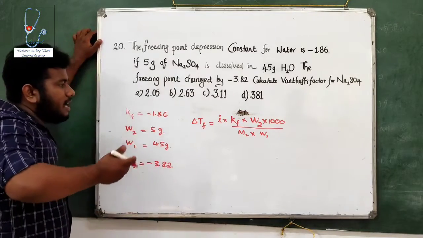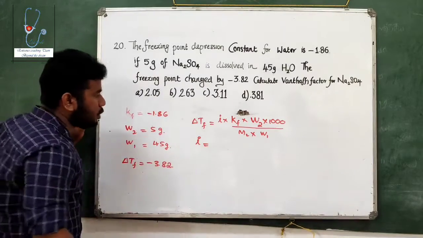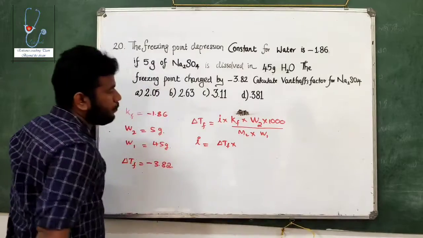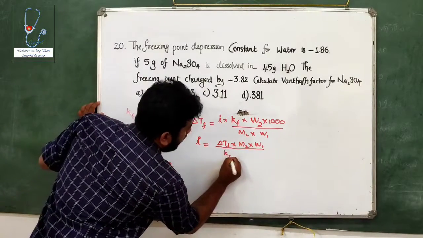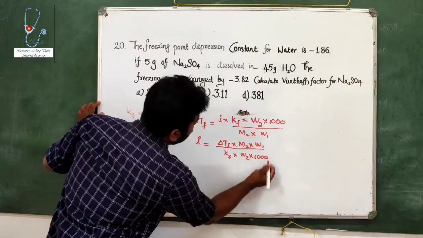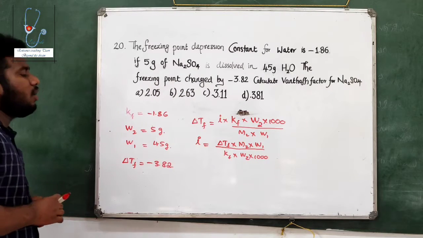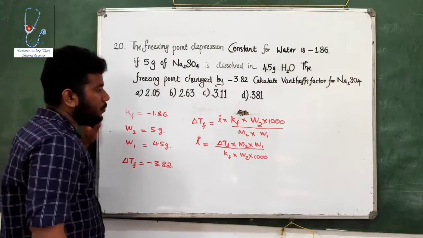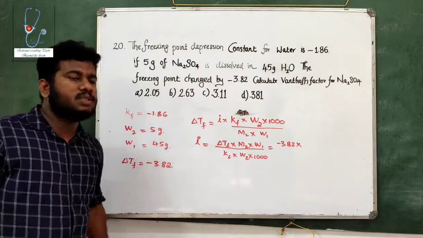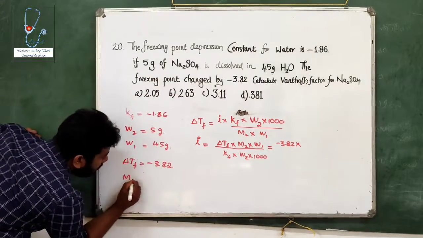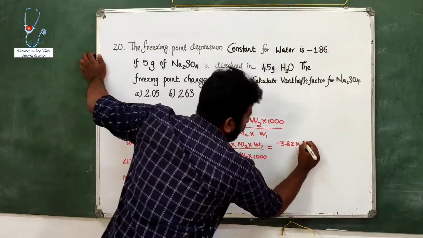Then we just rearrange this equation. We want to calculate the Van't Hoff factor i. So i is equal to delta TF into M2 into W1 divided by KF into W2 into 1000. Then we substitute in the above equation. The value of delta TF here is minus 3.82. M2 is the molecular mass of the solute. The molecular mass of Na2SO4 is 142.